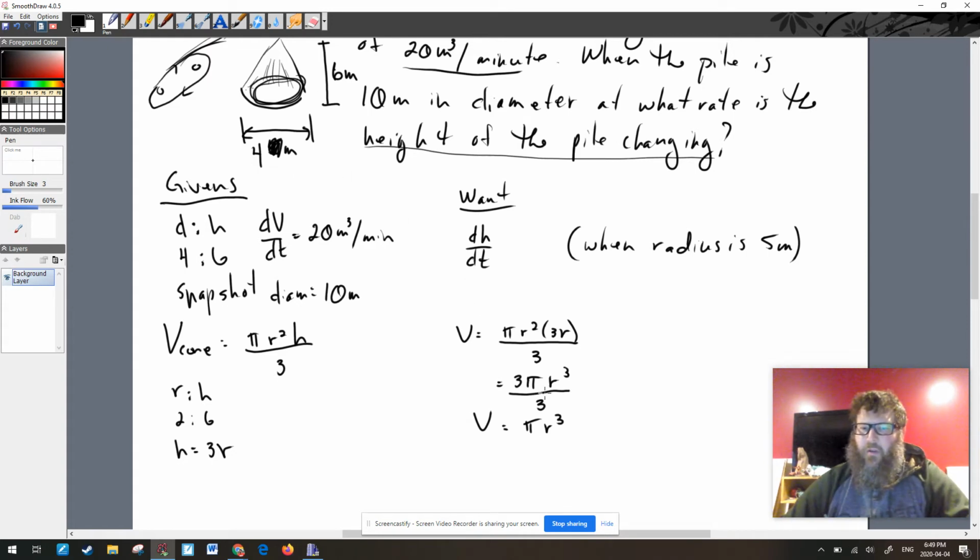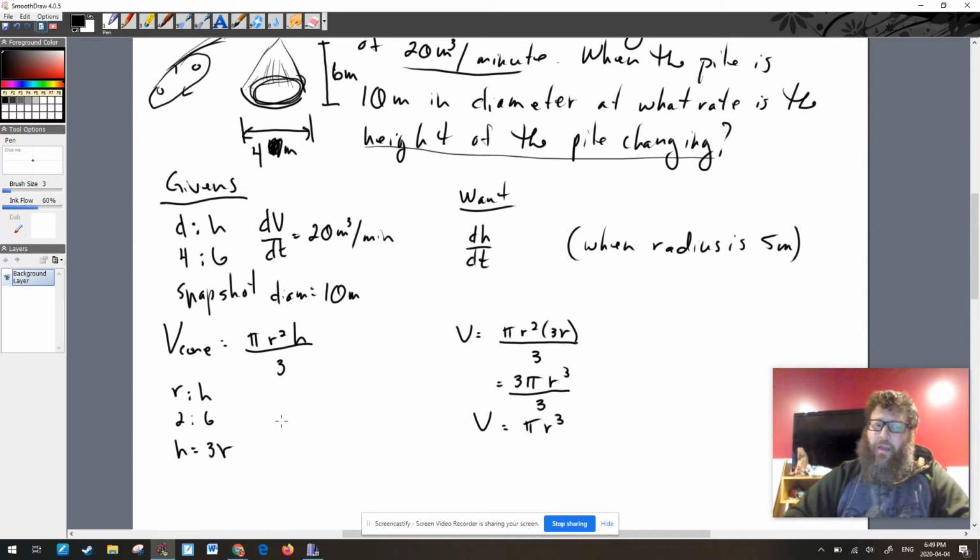But the problem is, if I differentiate this right away, I'm going to have a dV by dt, and I'm going to have a dr by dt. Well, we know what dV by dt is. It's a given. Here it is up here. But then we'd also have a dr by dt, and what we want is a dH by dt. So all is not lost. I'm going to leave this one for the time being, and I'm going to come back to it in a minute.